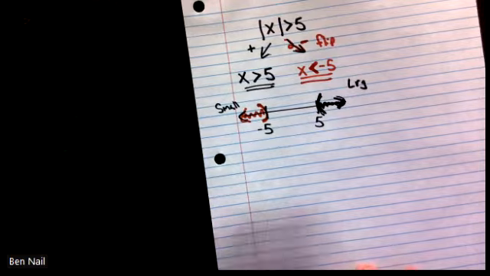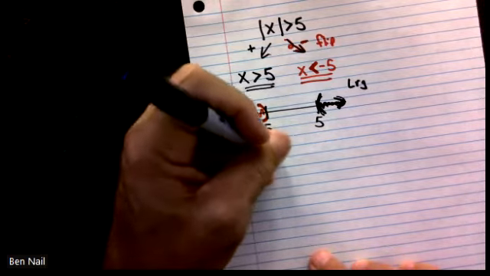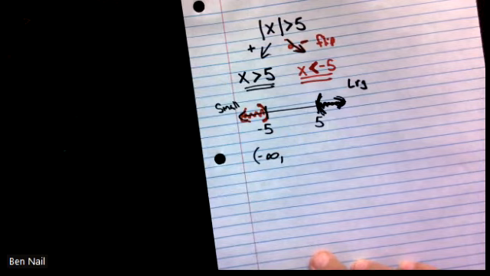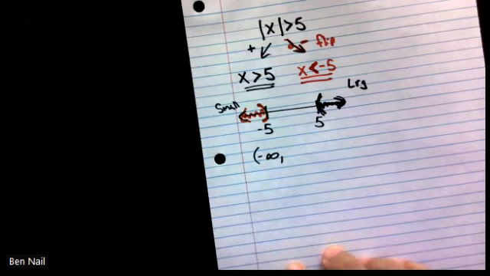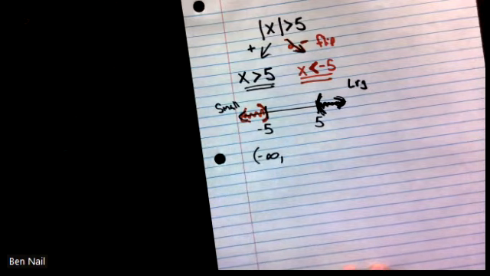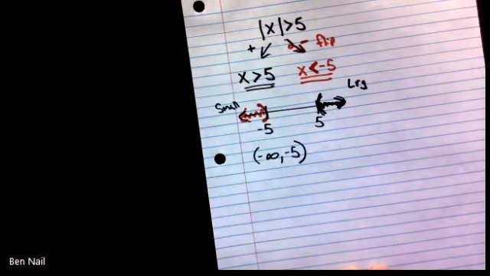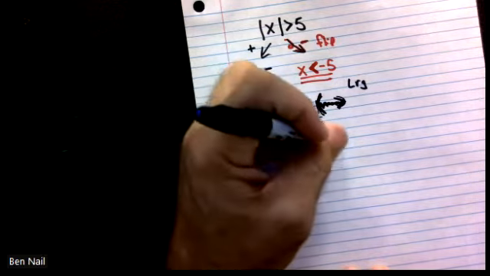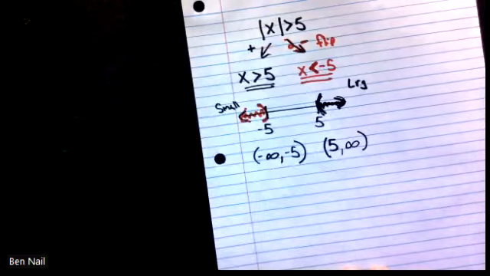Again, we read our answers from small to big. Our smallest possible answer is forever small. Again, we call that negative infinity. Infinity always gets parentheses. And then we get from forever small all the way up to -5, not included. We also go from 5 to positive infinity.